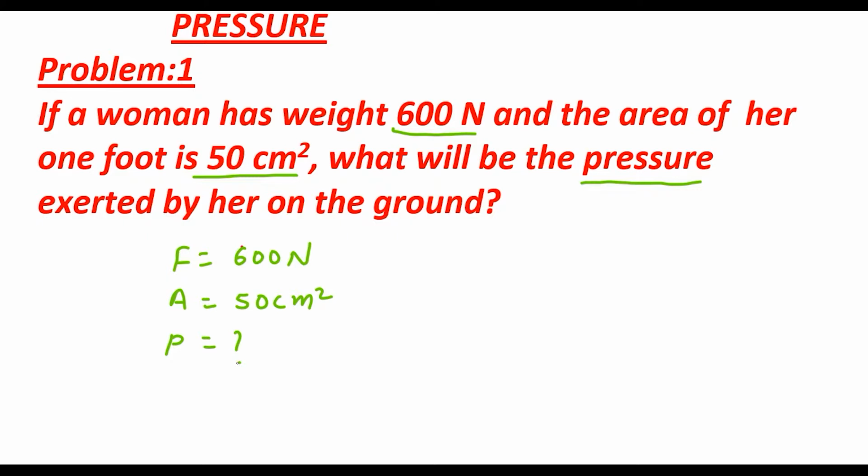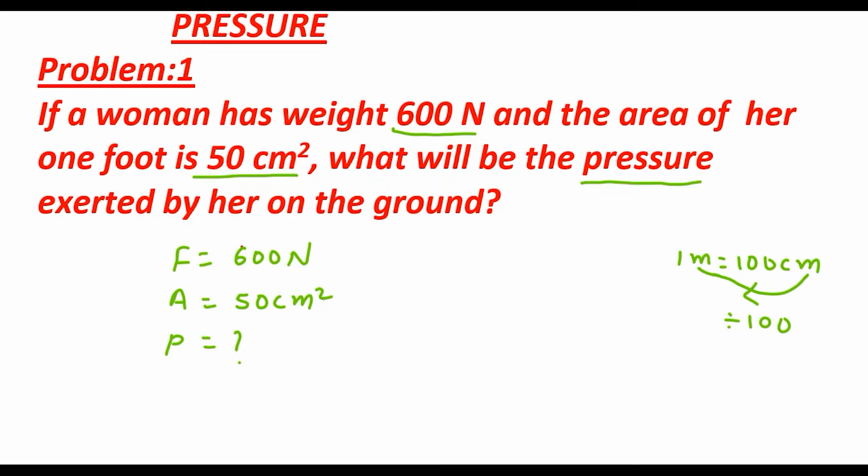This is the given, and the second step is that we have to change the given into SI system. Force is given in Newton, but area is given in cm square. So we know that 1 meter equals 100 centimeter. We have to change centimeter to meter, and to change centimeter to meter, we just divide by 100.